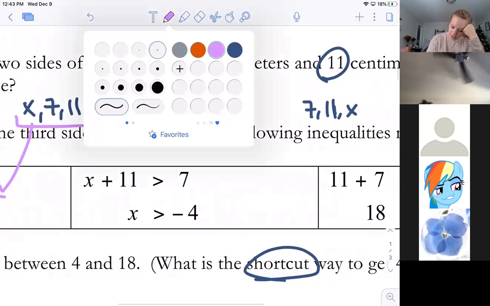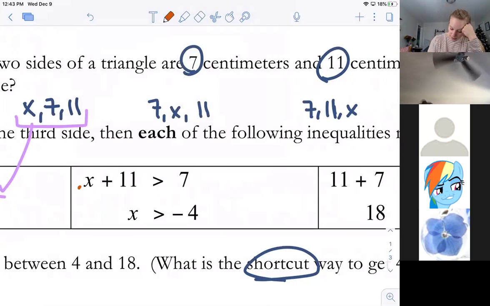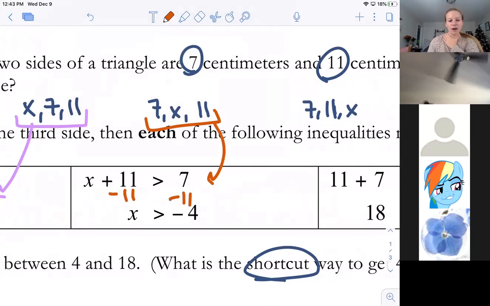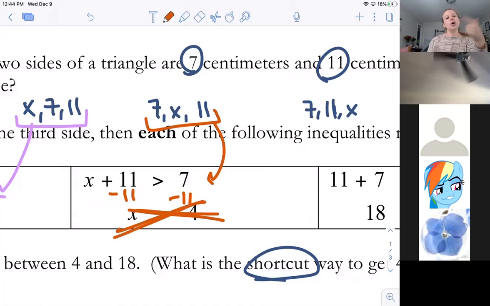The next one we did is where X was in the middle, and so we did X plus 11 is greater than 7. Well, when I minus 11, I got negative 4. Well, obviously a side has to be bigger than negative. I can't have a negative length of a side. It has to be positive in order to be a side of a triangle. So that is not a helpful one. We don't ever have to do that one again now that we showed that that wasn't helpful.